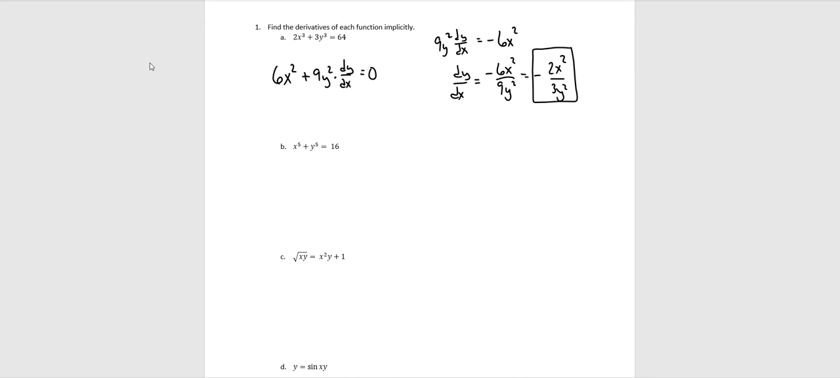All right, let's just switch it up just for something new. Find the derivative. You'll find that these are all very, very similar. The derivative of x to the 5th is 5x to the 4th. The derivative of y to the 5th is 5y to the 4th times dy dx. Now, equals 0, right? Derivative of 16, derivative of any constant is 0.